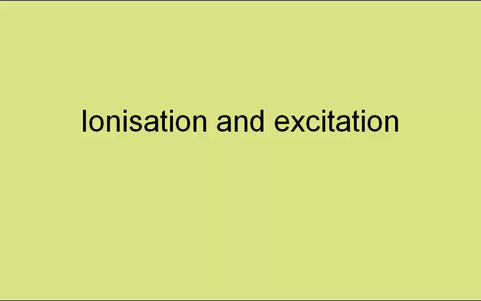Ionisation and excitation. This simple animation will look at ionisation and excitation using the very simple model of the atom you'll be familiar with, of a nucleus in the centre being orbited by an electron. This electron, shown in a different colour just for clarity, will collide with this electron, passing on sufficient energy for this electron to escape from its nucleus.